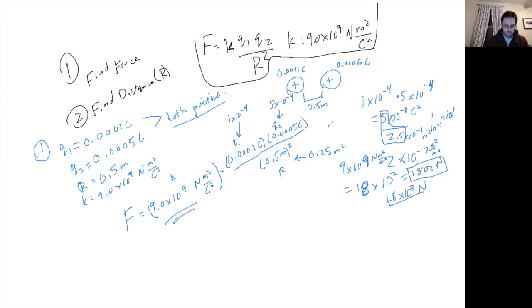We can say 9 times 10 to the 9th times 0.0001 times 0.0005. And then we divide that by 0.25, and we get 1800. Okay, and so you can do it both ways. If you don't have a calculator, you can still do these problems. You just do have to be familiar with exponent rules and be comfortable with some arithmetic. But in general, when you solve these, you'll probably have a calculator around you.